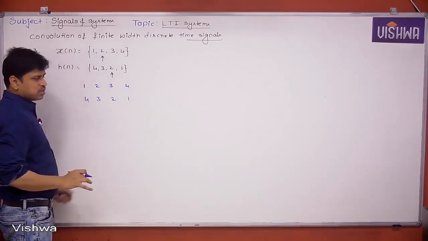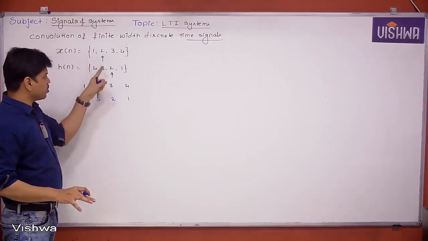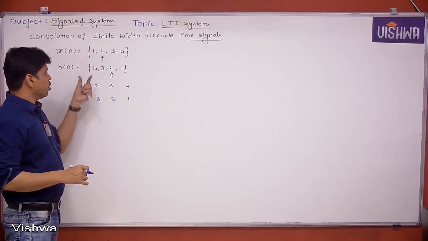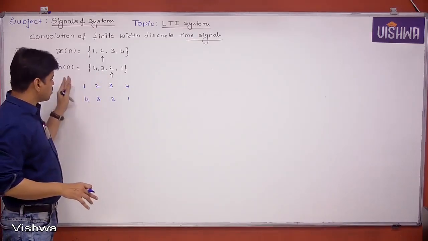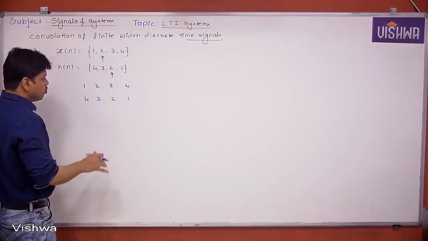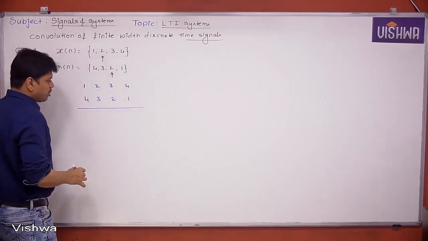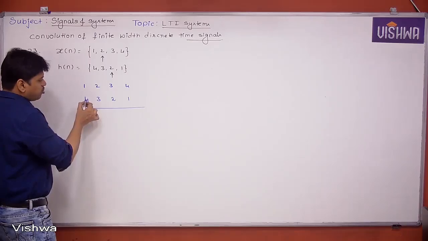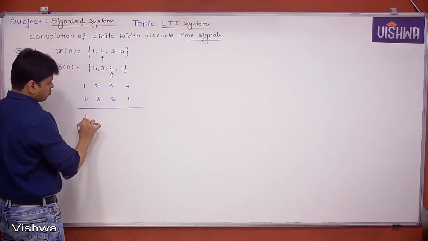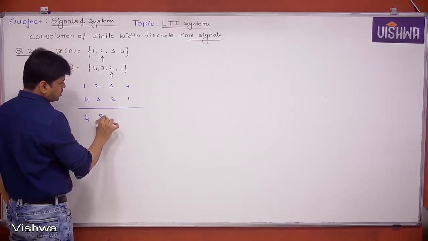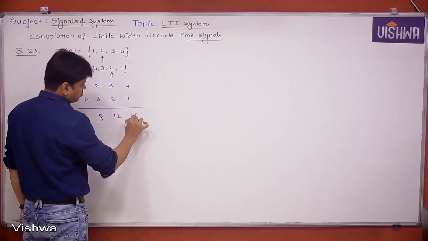It doesn't matter what the length is or where the arrow is. Where the arrow is, we don't care, and how long these signals are, I don't care. We simply write them from start to end. Once we write that, I will do the multiplication. What do I mean by multiplication? First we multiply with 4. 4 multiplied with 1 is 4. 4 multiplied with 2 is 8. 4 multiplied with 3 is 12, and 16.